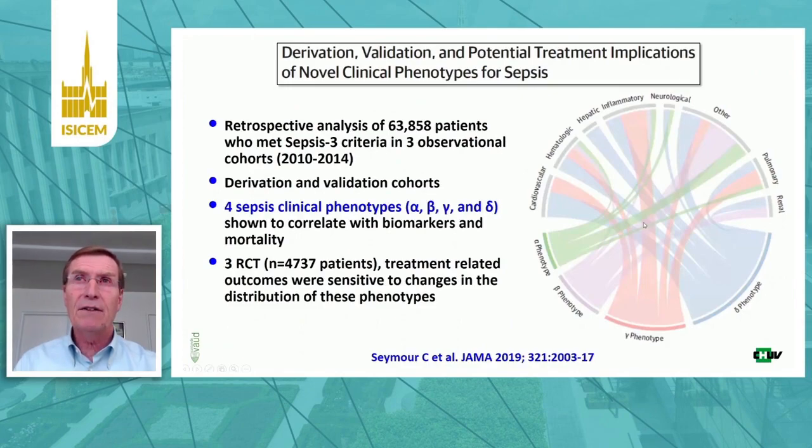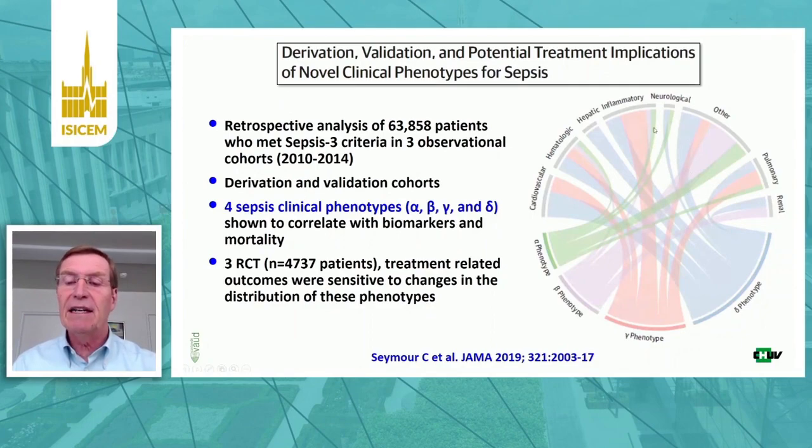Now, one of the nicest studies in the field is the study from Chris Seymour that appeared in JAMA. And what they tried doing, using 2 very large cohorts of sepsis 3 patients between 2010 and 2014, was to identify sepsis clinical phenotypes, and they defined 4, designated alpha, beta, gamma, and delta, and that were shown to correlate with biomarkers and mortality.